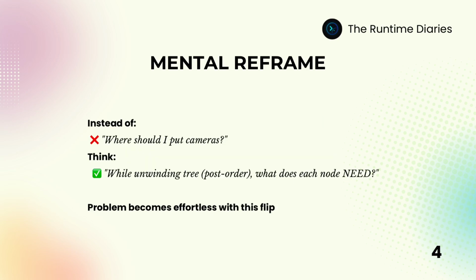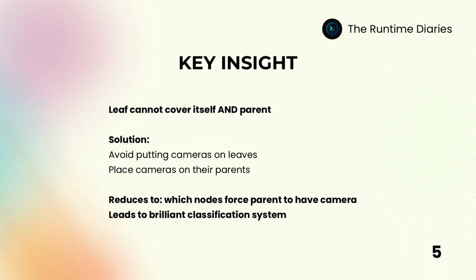Here's where the problem transforms. Instead of thinking, where should I put cameras? You need to think, while unwinding the tree from bottom to top, what does each node need? This mental flip is everything. Once you start thinking in terms of what each node needs from its parent based on what its children reported, the problem becomes effortless.